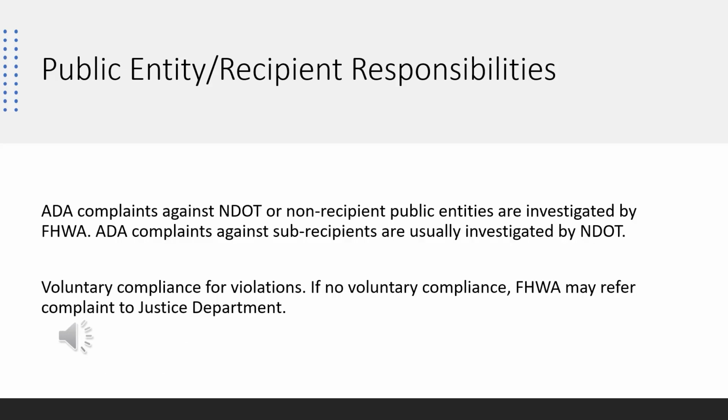ADA complaints against the NDOT or against public entities that are not recipients are investigated by the Federal Highway Administration. ADA complaints against subrecipients are usually delegated to the NDOT for investigation. The investigating agency will be seeking voluntary compliance for violations. But if there is no voluntary compliance, it's very likely that the FHWA will refer the complaint to the Justice Department.